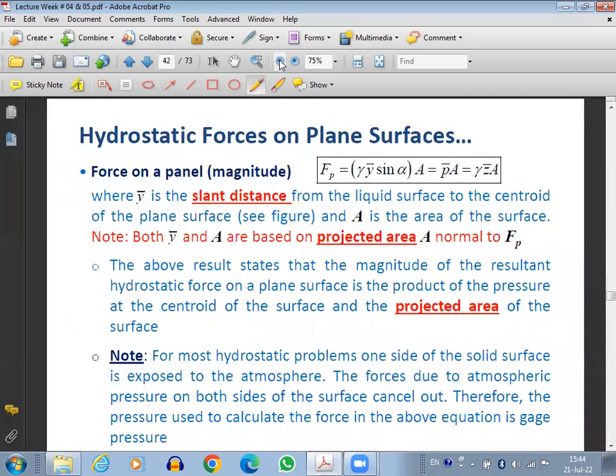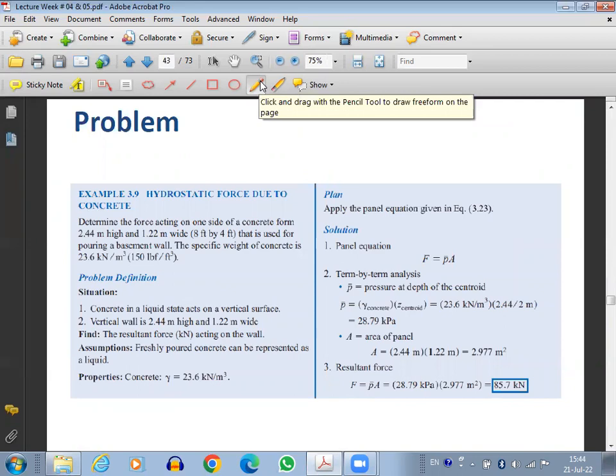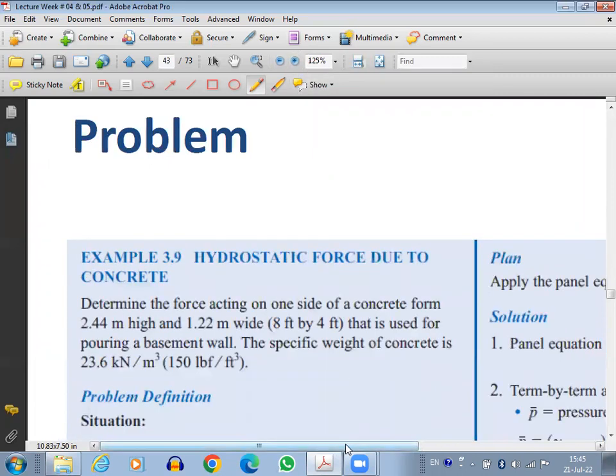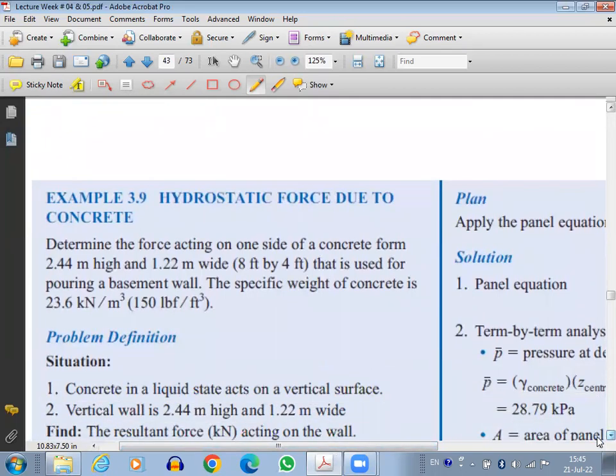Now the question is how to determine the center of pressure. Before moving towards it, let's have a small problem to calculate the magnitude of the force, so that the problem makes things much clearer. Hydrostatic force due to concrete: determine the force acting on one side of a concrete form, which is 2.44 meters high and 1.22 meters wide, meaning 8 feet by 4 feet, that is used for pouring a basement wall. The specific weight of concrete is provided.